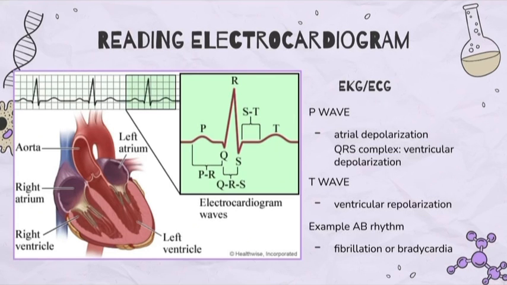When the heart's conduction system is disrupted, we can see this on an EKG, so it'll have irregular waves or abnormally slow waves. So they're essential tools for monitoring overall health of the heart.